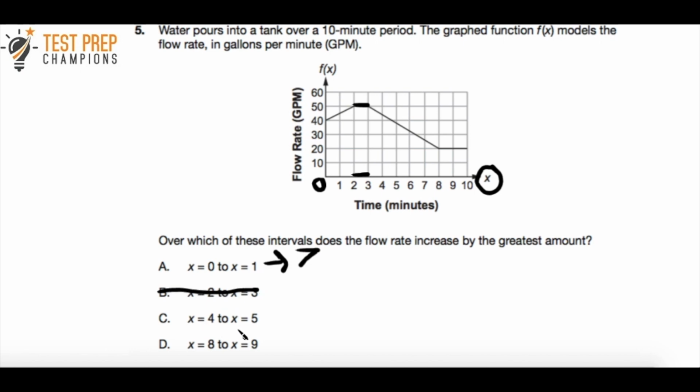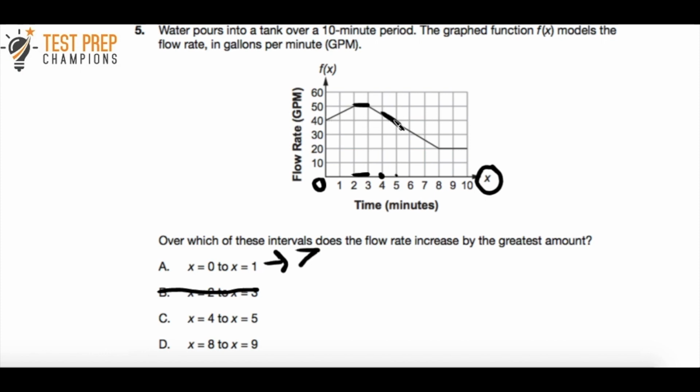So now let's look at x equals 4 to x equals 5. So from the interval, right, here's where x equals 4, here's where x equals 5. So we want to look at the flow rate in that interval. So I'm going to trace that. And right off the bat, you don't even need to do any math because you should be able to tell that, look, the flow rate's decreasing here, right? So the line's going down, which tells us that the flow rate is decreasing over this interval.